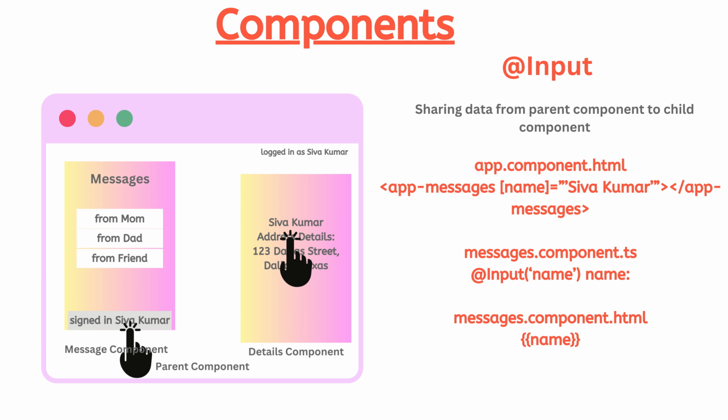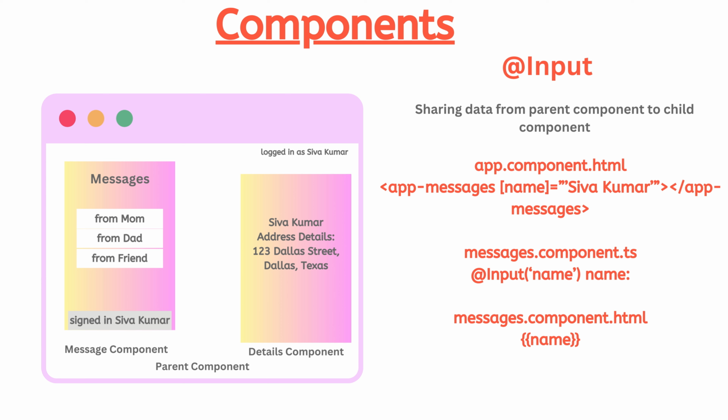Suppose you see the example to pass the value to the message component. Within the parent component's app.component.html file, we need to define app-messages, which is the message component selector. That app- prefix is automatically generated when you create a component from the command line, because it is configured in the angular.json file. So we can even change that value also.